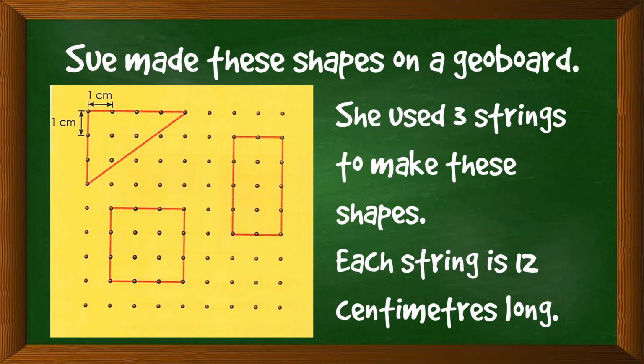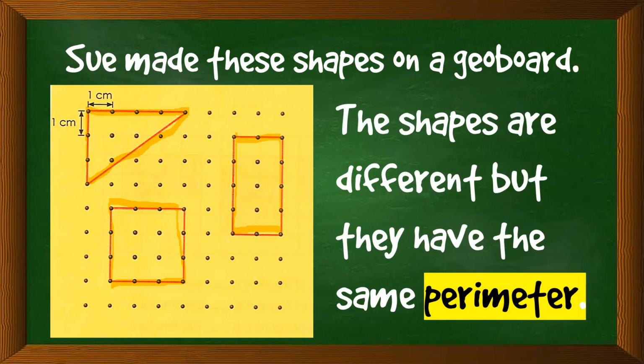Each string is about 12 centimeters long. So if you can imagine, she took a string and wrapped it around these pins, and each string was 12 centimeters long. The shapes are different, but they have the same perimeter.